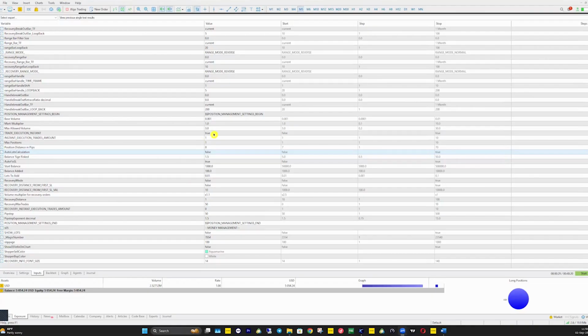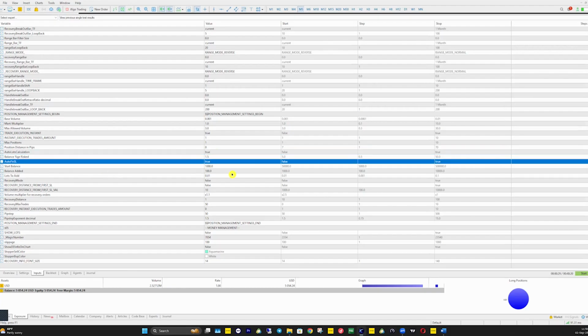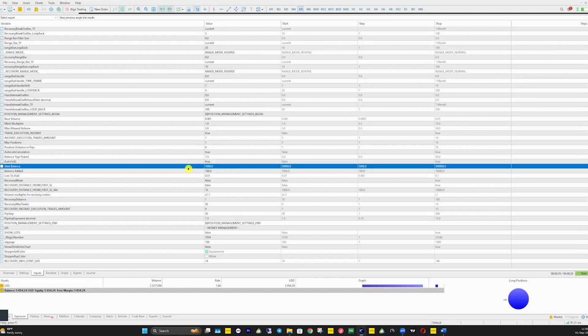Now, after doing that, the next thing is to ask yourself, how much do I want to risk, or can I afford to risk according to where I have set my stop loss. The first thing, you must come here to auto calculation and make sure you set it to true. That's all. The account balance must be according to your balance. If your balance is 1,000, just set here 1,000.